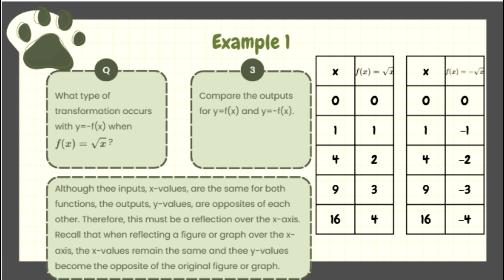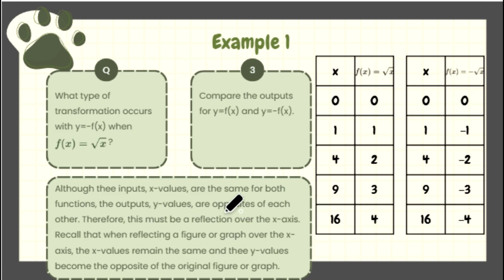Step 3 is to compare the outputs for y equals f of x and y equals negative f of x. Although the input x values are the same for both functions, the output y values are opposites of each other. Therefore, this must be a reflection over the x-axis. So when you have the same x values and opposite y values, one's positive, one's negative, you have a reflection over the x-axis. Okay?